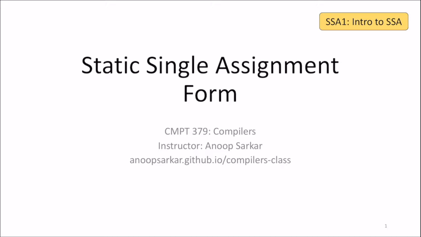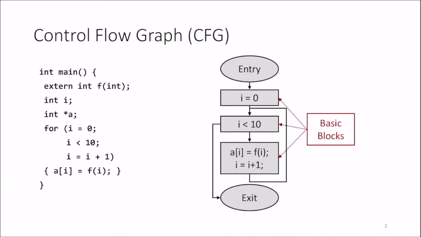This is the first video lecture about static single assignment, which is a type of intermediate code representation. This is a very brief intro to SSA, and we'll cover in more detail in future video lectures how we can actually generate SSA from non-SSA form intermediate code. So let's look at a control flow graph.